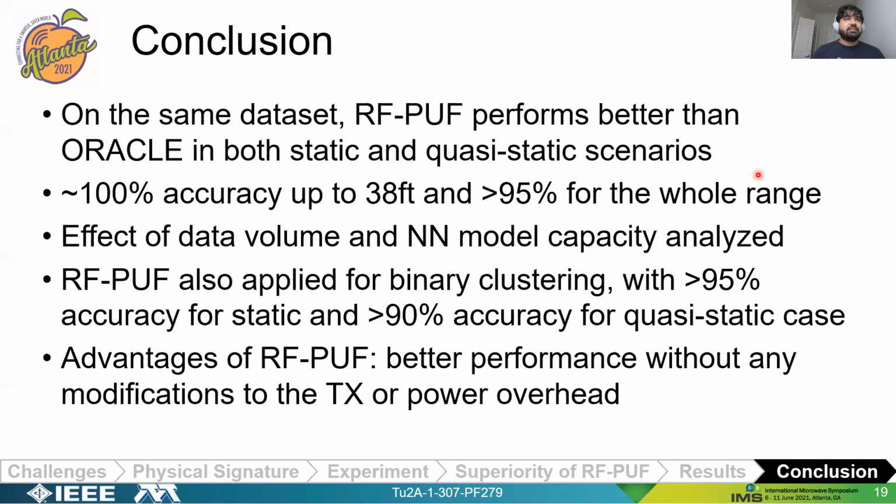Okay, to summarize the whole work, on the same data set, we have applied RF-PUF and Oracle, and we have seen that RF-PUF performs better than Oracle in both static and quasi-static scenarios. We have seen that 100% accuracy can be achieved all the way up to 32 feet, and more than 95% accuracy for the whole range from 2 feet all the way up to 62 feet. We have seen the effect of data volume and neural network model capacity, and that increasing those increases the accuracy. We have also applied RF-PUF for binary clustering, which can be used for self-listing devices. We have seen that in that case, we can gain more than 95% accuracy for static channel, and more than 90% accuracy in quasi-static case.